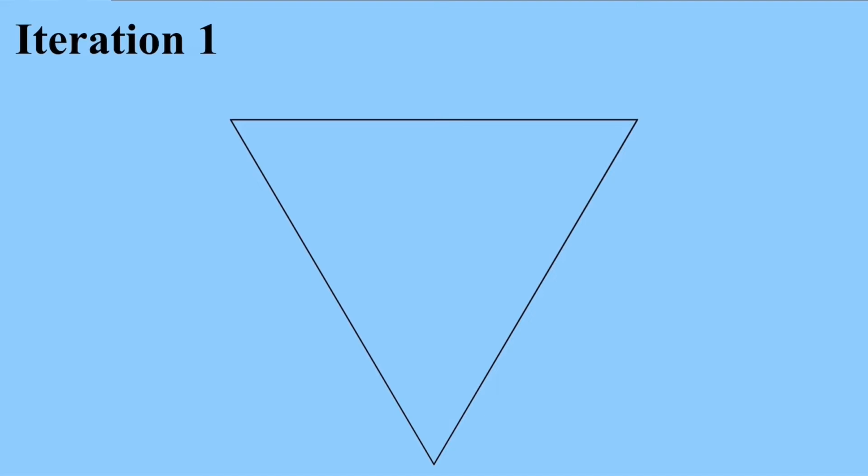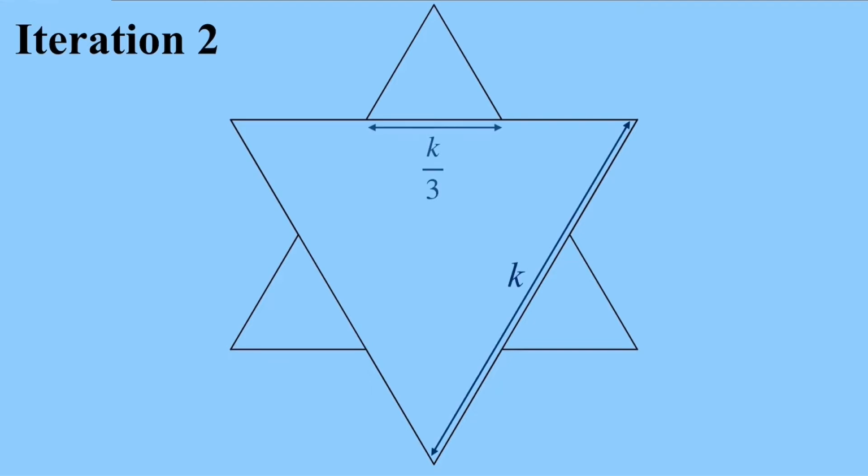So the Koch Snowflake is the result of an iterative process. That means we go through a series of steps and we continue them on infinitely to get to the Koch Snowflake. So for the first iteration, we simply start with an equilateral triangle. For iteration 2, we add a smaller equilateral triangle along each side, and the length of it is such that it's a third of the original equilateral triangle's length. So if the original equilateral triangle had length k, the new small one has length k over 3.